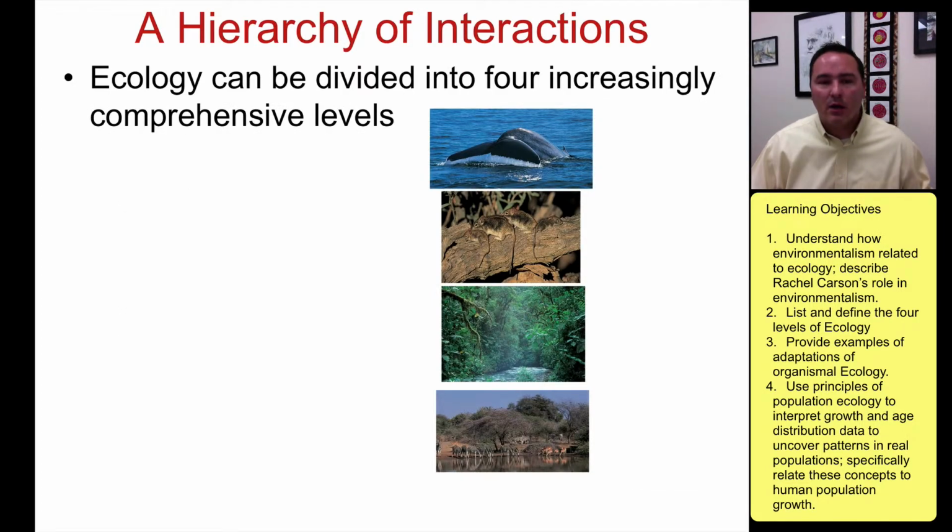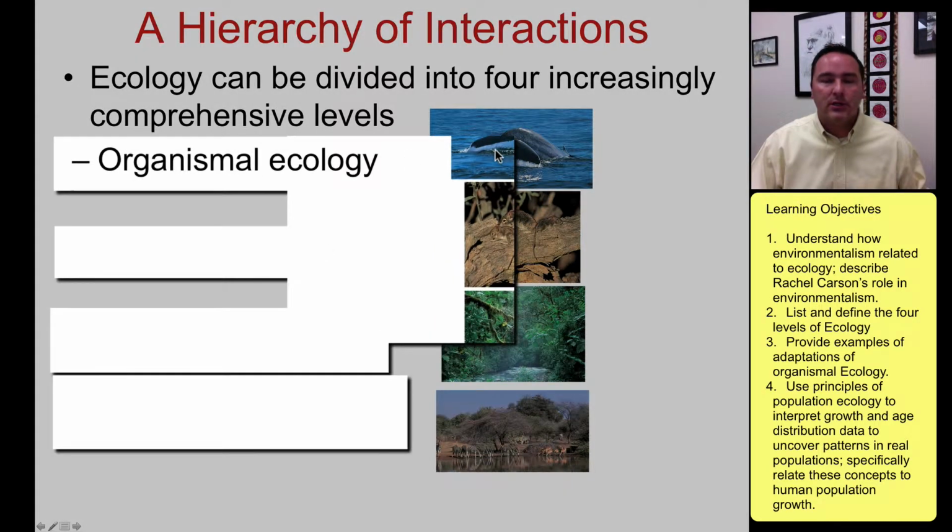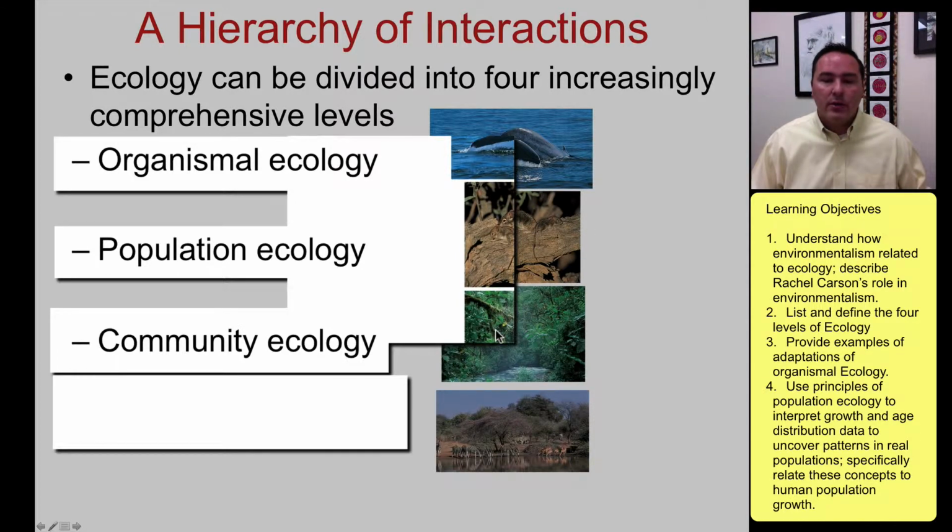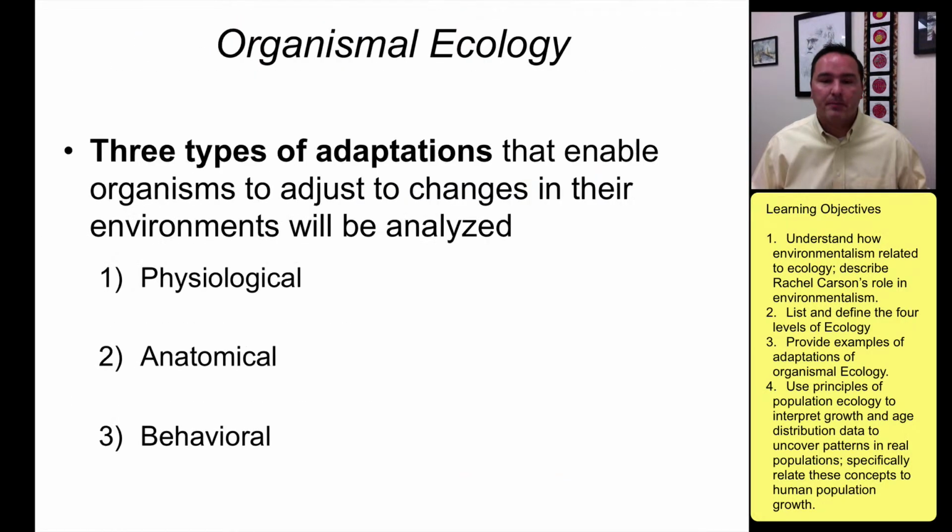When we look at ecology, there are basically four levels that we like to think about. Organismal ecology, looking at just the organism. Population ecology, looking at a bunch of individuals of the same species. Community ecology, looking at all of the living organisms living in the same place at the same time. And ecosystem ecology, which brings the abiotic factors into the community.